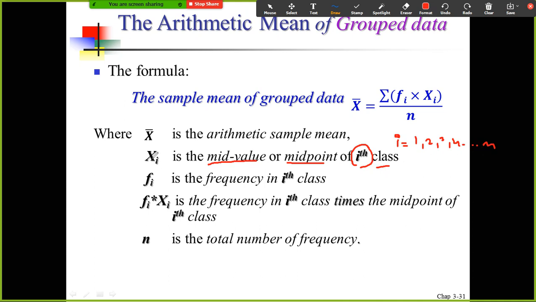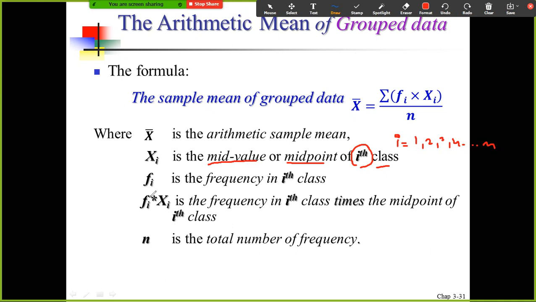That's why it's talking about class 1: this is the midpoint or mid-value of the first class. If i equals 2, it should be x2, that means the mid-value of the second class. If i equals 3, it's the mid-value or midpoint of the third class. How about f? f stands for frequency. It's the same idea as i here: f1 is the frequency of class 1, f2 the frequency of class 2, f3 the frequency of class 3.